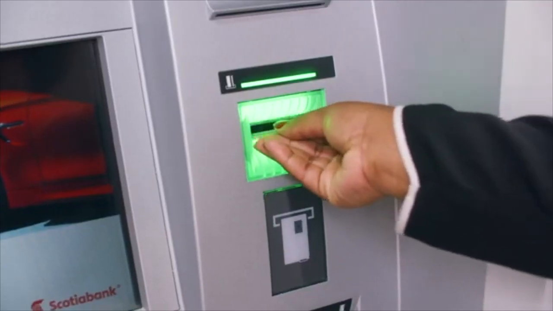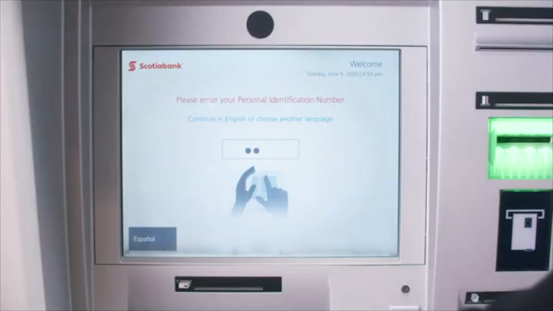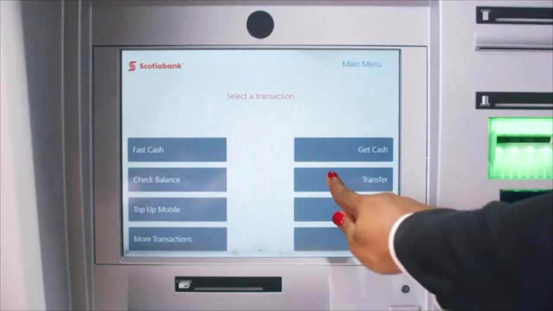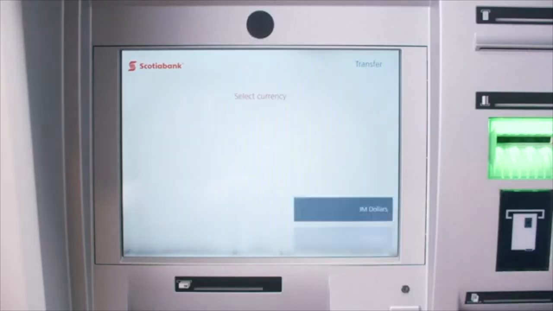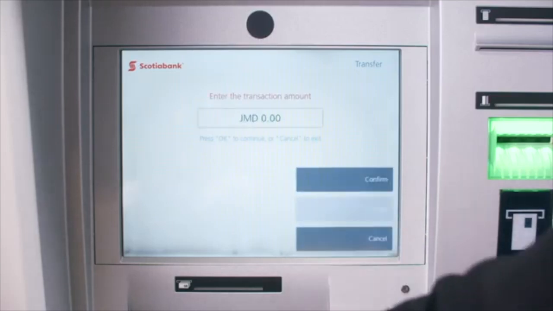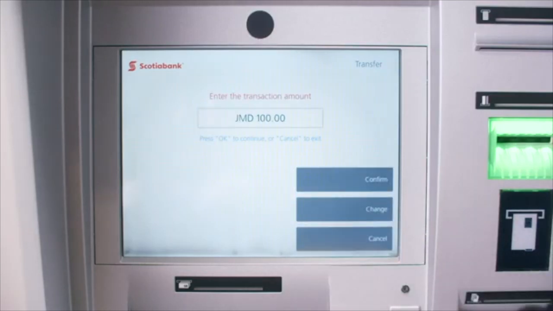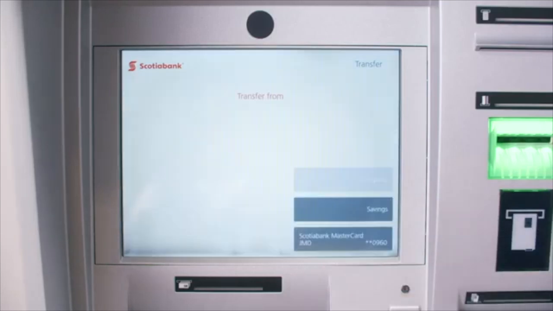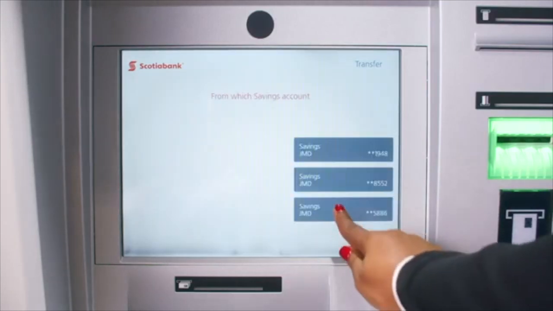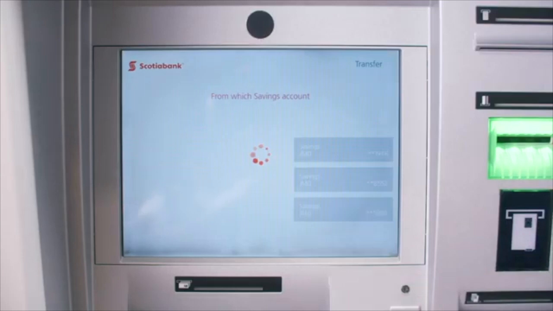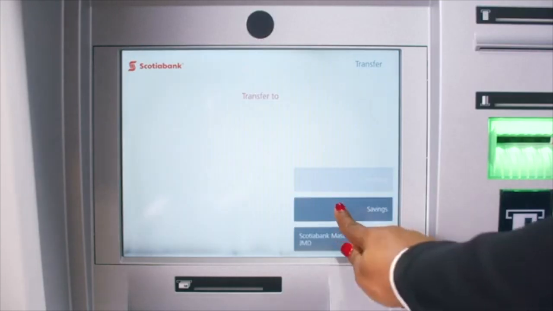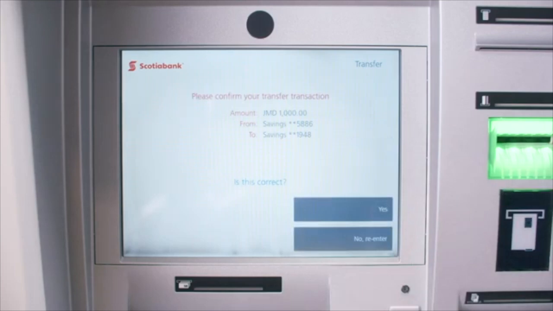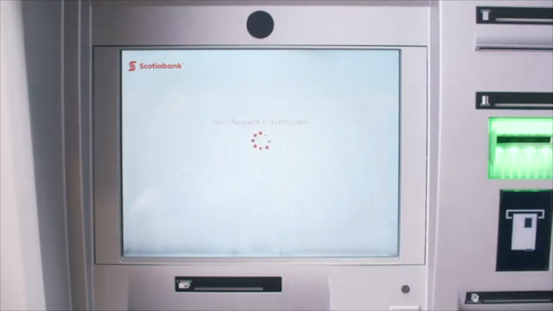Insert your card. Enter 4-digit PIN. Select Transfer. Select Currency. Enter the amount you wish to transfer and confirm. Select the account you wish to transfer from. Select the account you wish to transfer to. Review transfer details. Select Yes if correct.